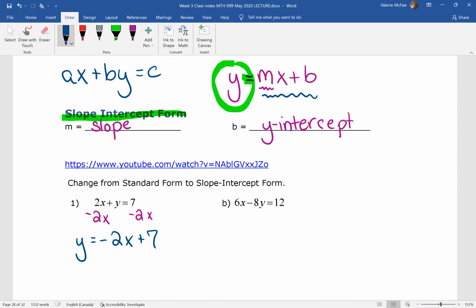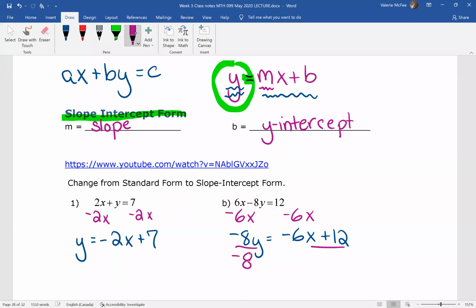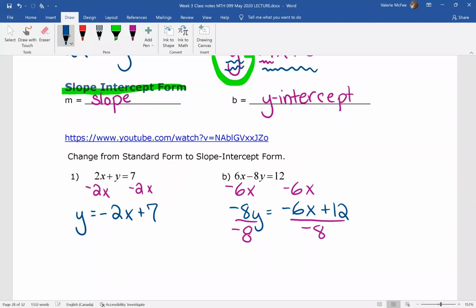Let's try part B. The first thing we want to do is remove the term with x. But remember, we're looking for y equals, not negative 8y. So we need to divide both sides by negative 8. On the left side, negative 8 divided by negative 8 leaves 1y. On the right side, remember that that negative 8 belongs to both terms.